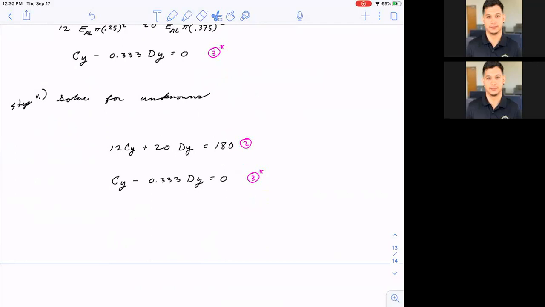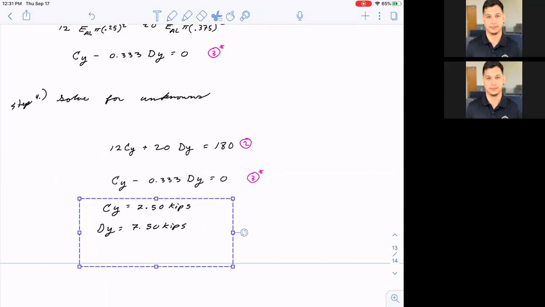We can use matrices. We can use a system of equations. I'll go ahead and let you guys take care of that. But this will end up being Cy is equal to 2.50 kips, and Dy is equal to 7.50 kips. Okay.